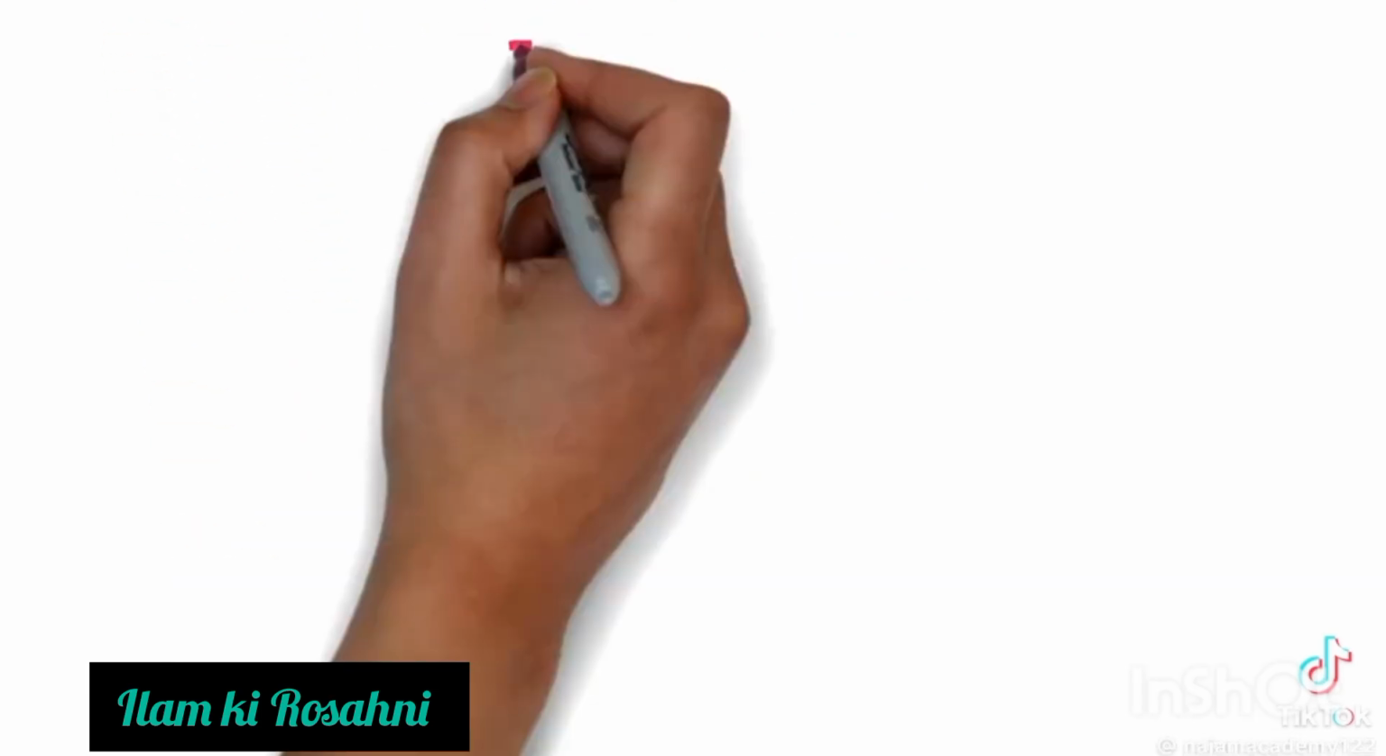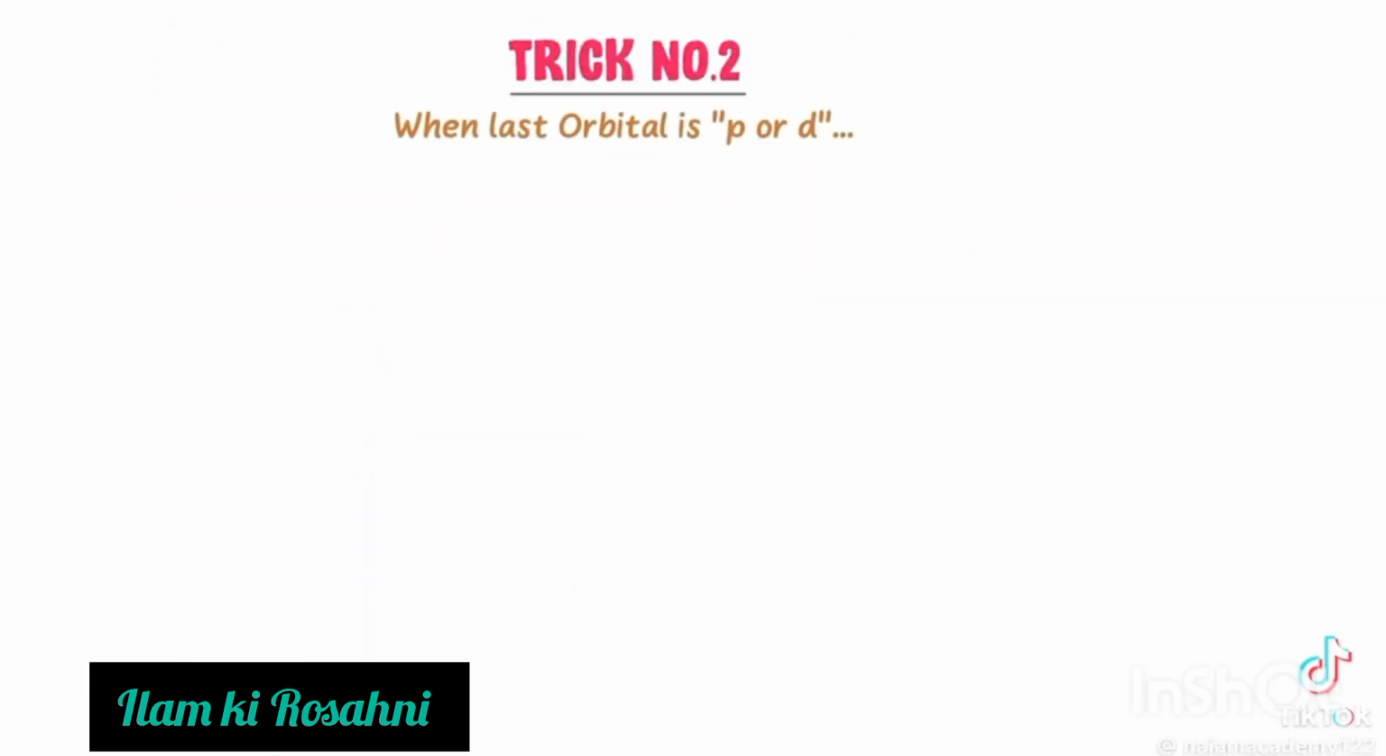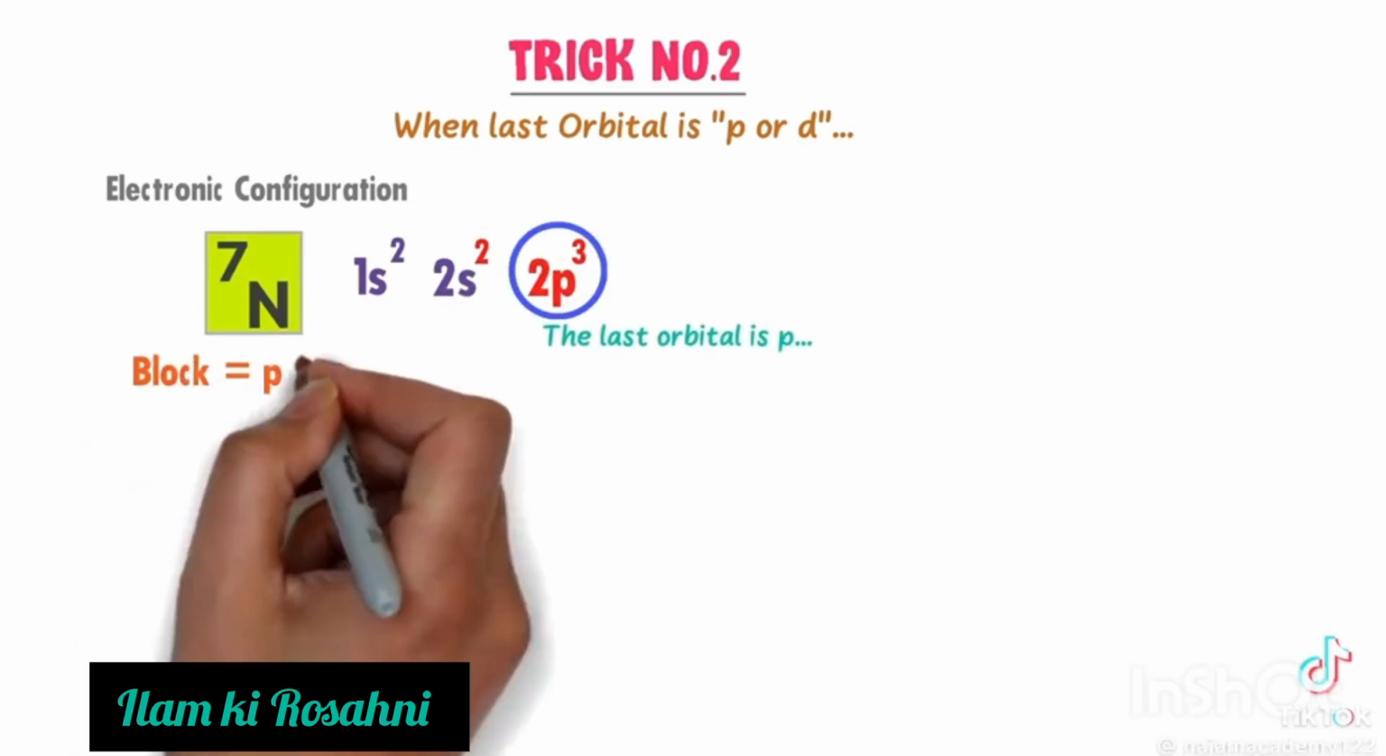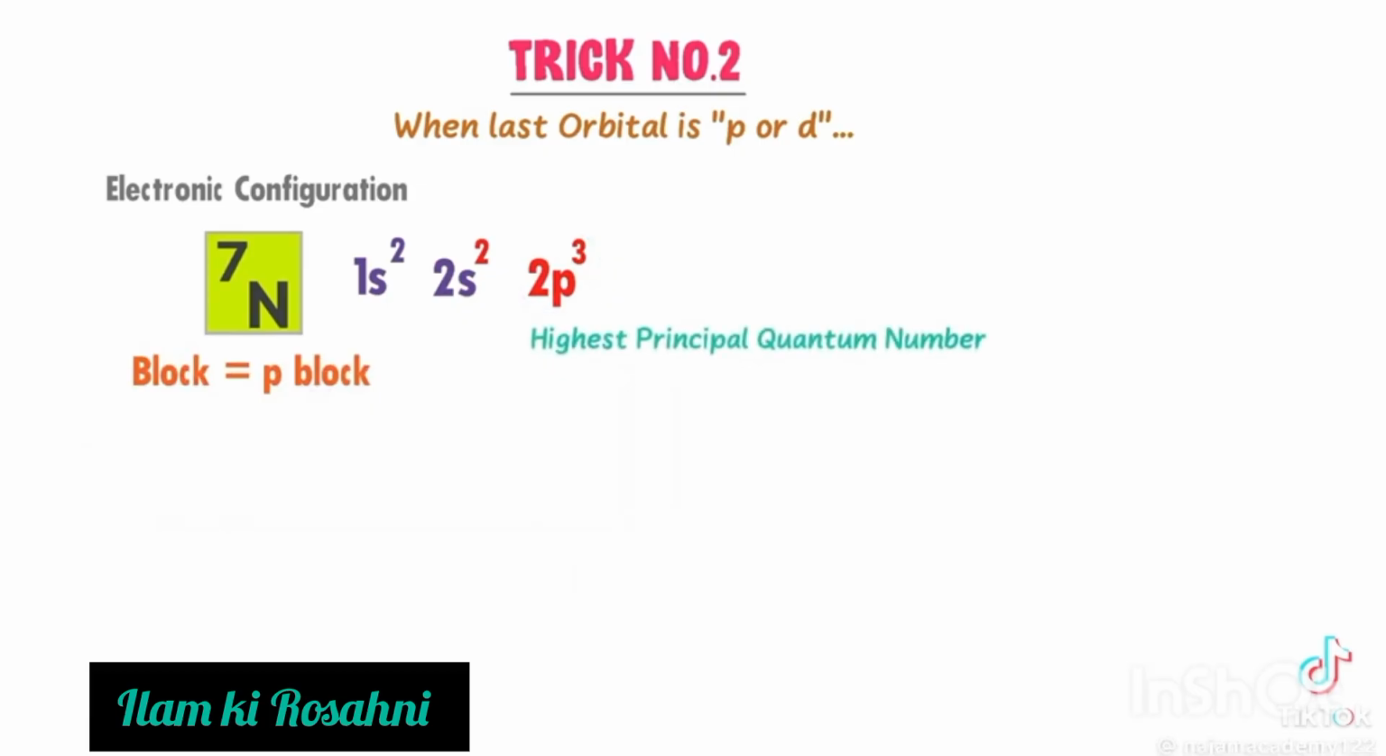Now let me teach you the second trick, when the last orbital is p or d. For example, consider nitrogen, whose atomic number is 7. The electronic configuration of nitrogen is 1s2, 2s2 and 2p3. The last electron of nitrogen is in the p orbital, so the block of nitrogen is p. The highest principal quantum number is 2, so the period of nitrogen is second.